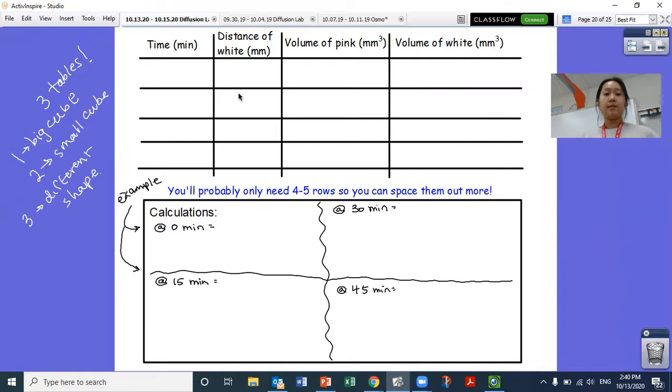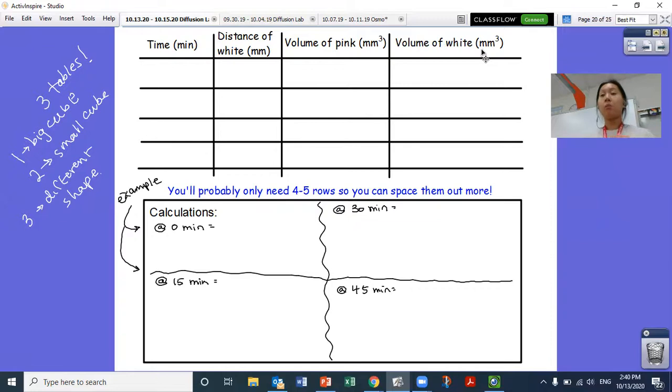Okay, so again, distance of white is going to be from the edge until the pink. What is that distance of diffusion? We're going to be calculating the volume of the pink that's left inside of the prisms, inside of our cubes, inside of our cells, in the center. So we're going to be subtracting from the edges, and then we're also going to be calculating the volume that's left around the edges of the white.